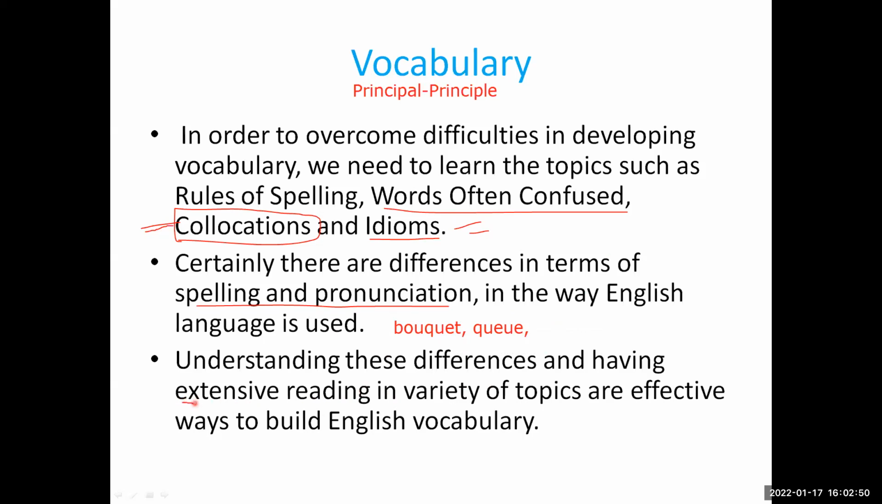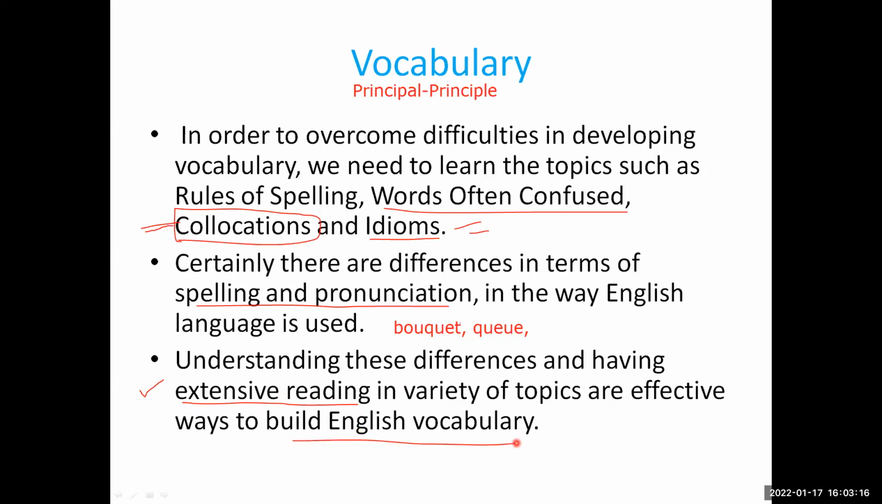What kind of reading is it? It is extensive reading. What do you mean by extensive reading? You have to read for pleasure. For example, you have to read short stories, novels by Chetan Bhagat, novels by different authors, which are very simple to understand. So that reading you have to increase. And if you increase your reading, then you are going to come across a lot of words, vocabulary and phrases, which will help you to build your English vocabulary.